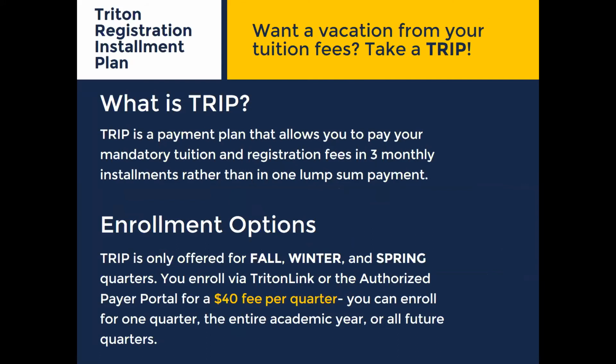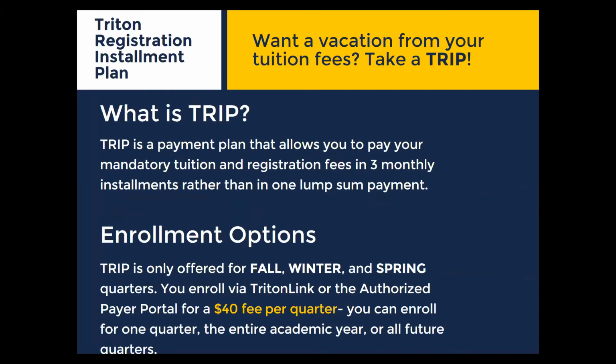All right, next we have a lot of information for you about TRIP. So again, TRIP is the Triton Registration Installment Plan, which is the monthly payment plan our office offers for tuition and registration fees. TRIP will allow you to pay for your tuition and registration fees in 3 monthly installments instead of having to pay a lump sum at the beginning of each quarter. There's no interest associated with enrolling in TRIP. A one-time $40 fee will get charged every quarter you use it, and it will be due with the payment of your first monthly installment.